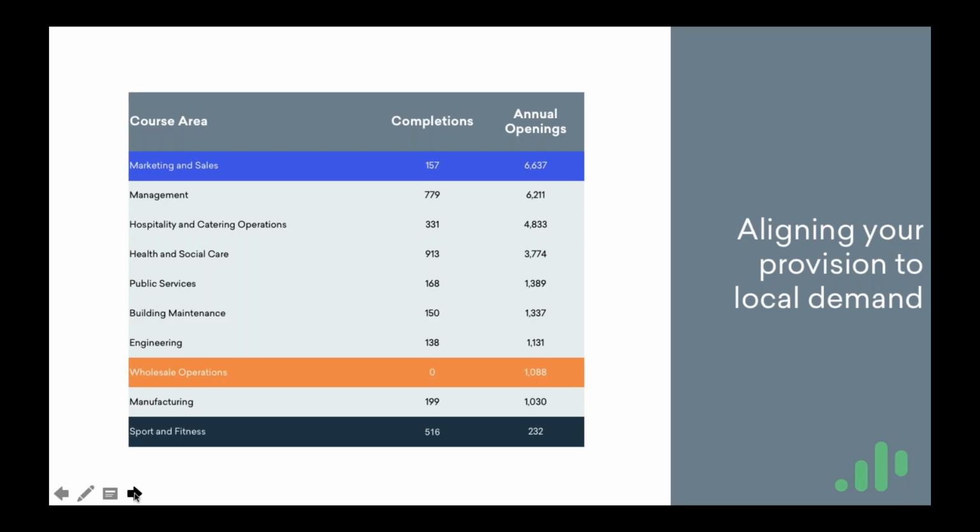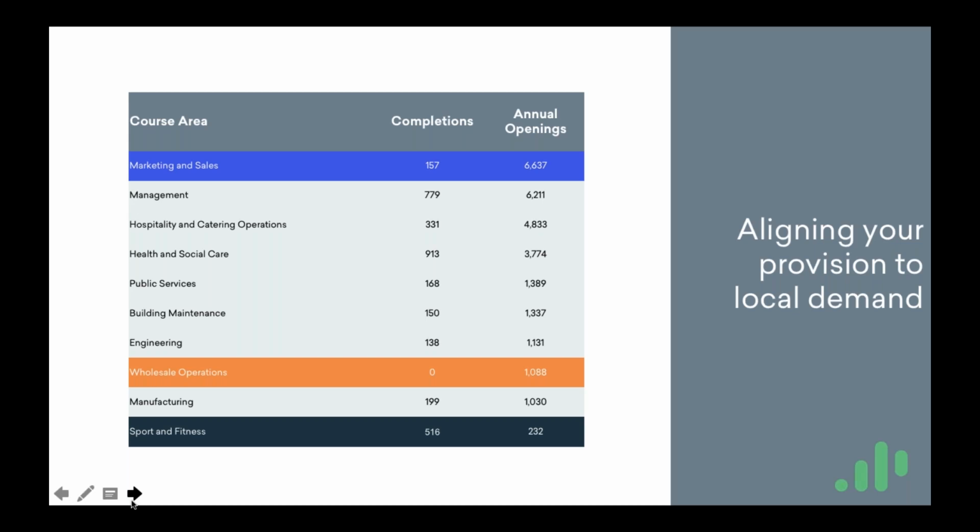Here's an example of a piece of analysis we did for a vocational provider earlier this year. Here we see course areas, so they wanted us to look at 10 particular departments. They then provided us with a number of students completing on each of those departments in the last year. We then brought in MZ data to look at annual openings each year for each of those course areas.